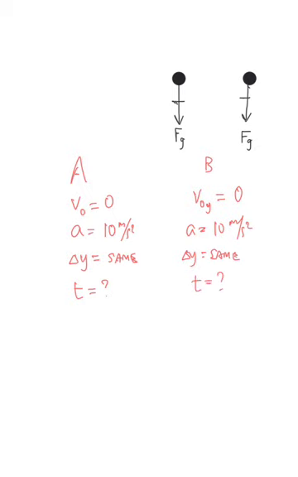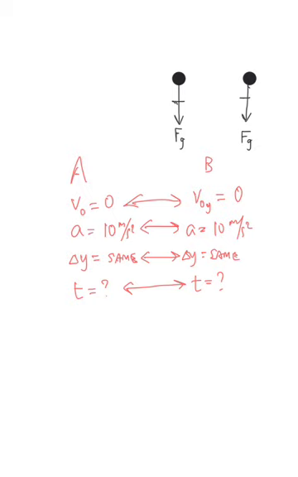And notice that all of these variables are exactly the same. So if we picked an equation to solve for the time, we'd get the same answer for both of them. So it doesn't matter that one's launched horizontally and one is dropped. What matters is that both of them have the same initial vertical velocity and they're dropped from the same height, so they have the same time to hit the ground.